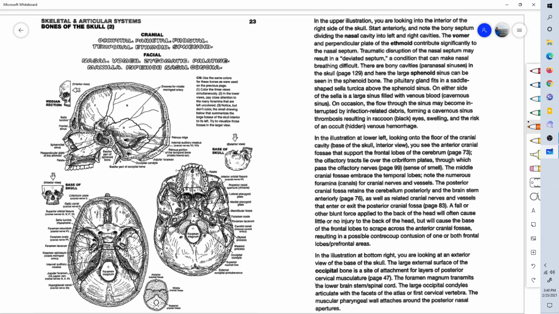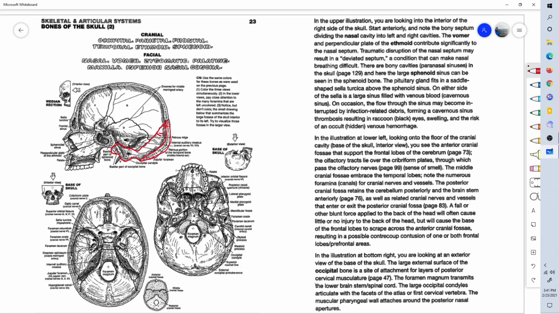Starting with the occipital bone once again. We know the occipital bone is this bone in the back of the skull. And this is the lambdoidal suture here, and it comes all the way up. It forms the occipital condyles here.